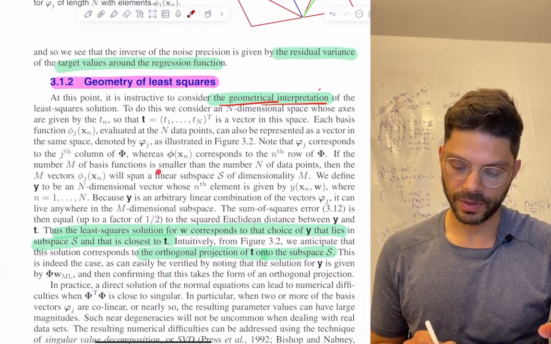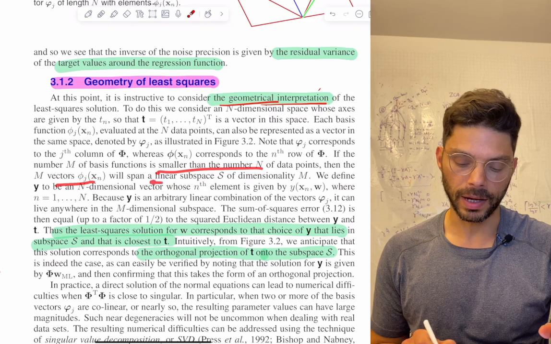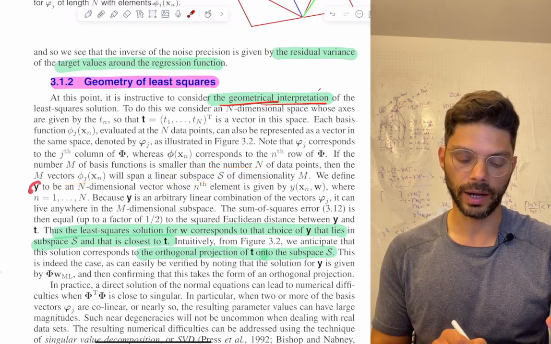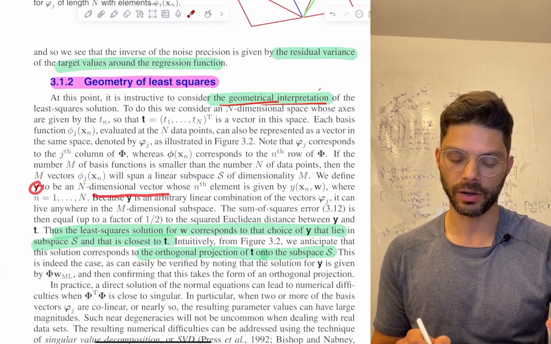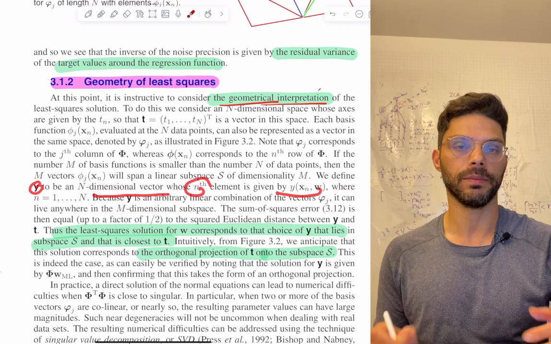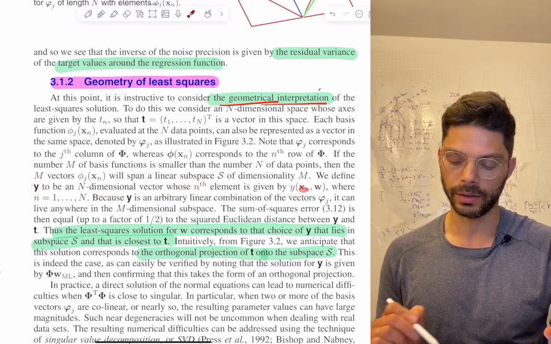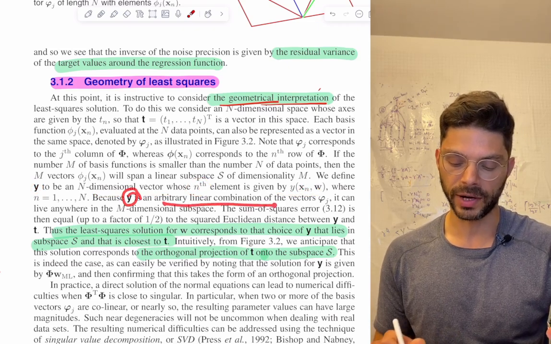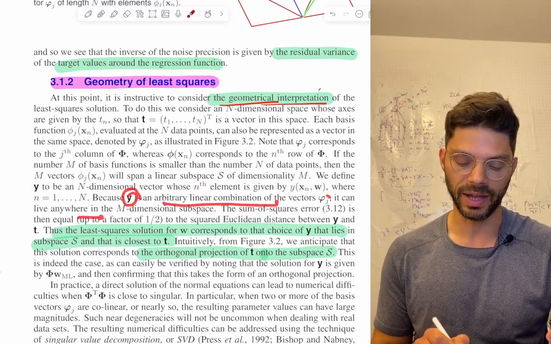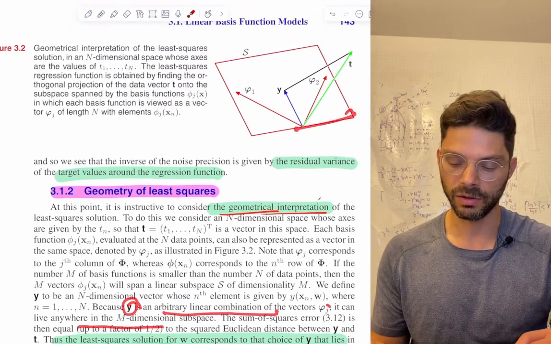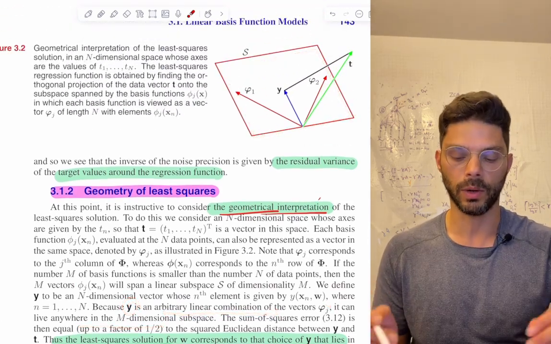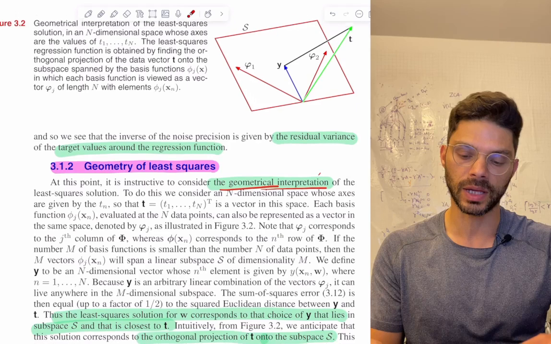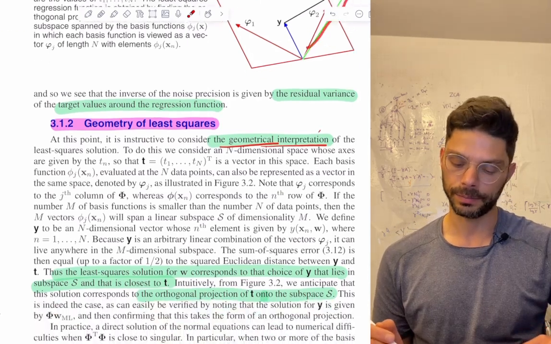Okay, then the m vectors will span a linear subspace S of dimensionality m. And we define y, boldface y, to be an n-dimensional vector whose nth element is given by our model evaluated at our data point, where n is 1 to n. Because y is an arbitrary linear combination of the vectors phi j, it can live anywhere in the m-dimensional subspace. So this whole place is our oyster. We can be anywhere we want in there. But the question is, where should our estimates show up given this particular data set?